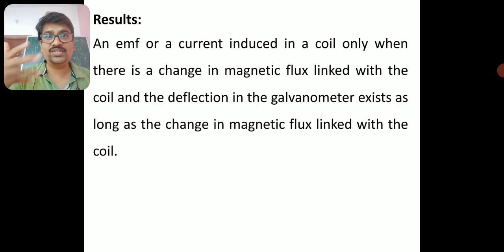As long as the flux changes, the galvanometer will keep on showing the deflection. Once the change of flux stops, the galvanometer will not show any deflection. You cannot expect any current in the coil. One thing to observe here is that if flux is constant, you cannot expect any induced current or induced EMF. You need a change in flux to get an EMF or a current induced in the coil.